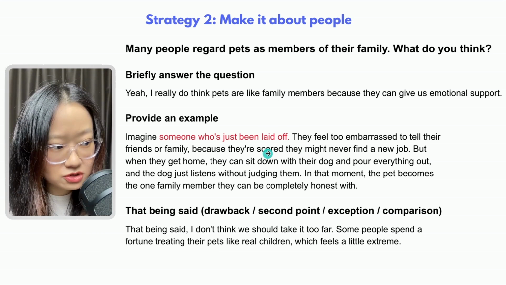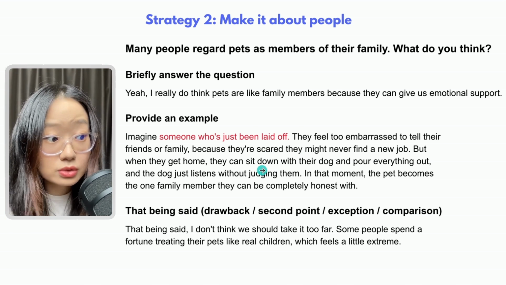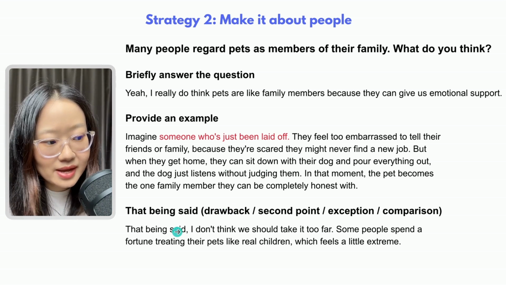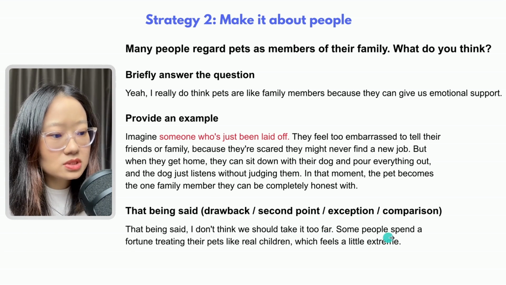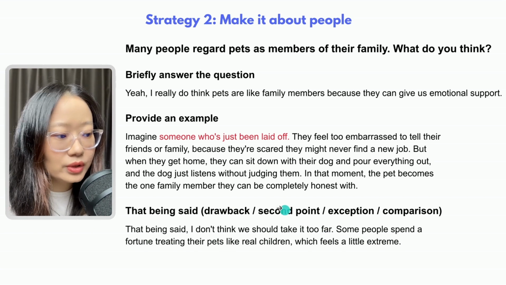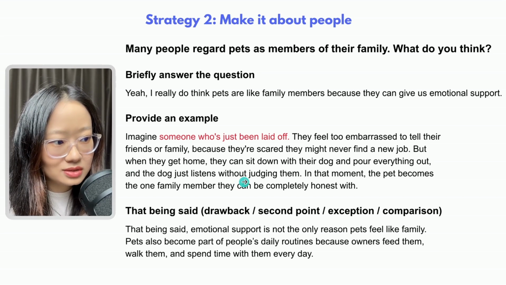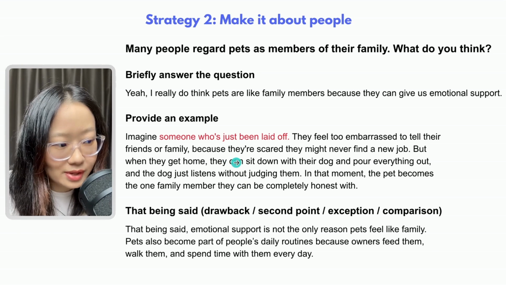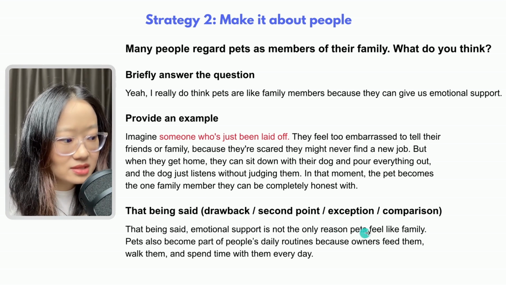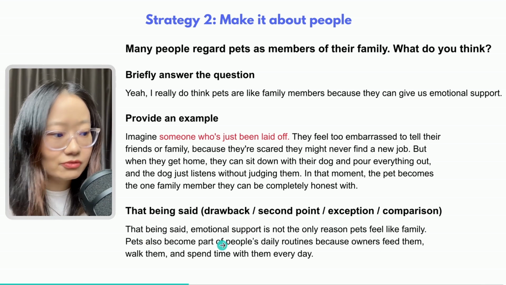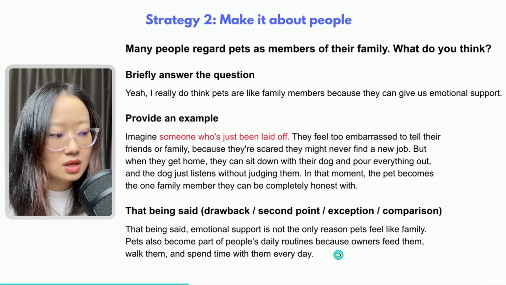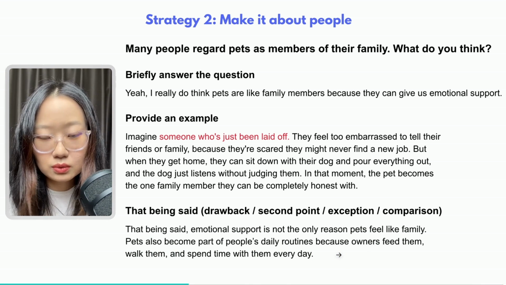For example, this answer first discusses how people can get emotional support from their pets. And then we can add a drawback by saying, that being said, I don't think we should take it too far. Some people spend a fortune treating their pets like real children, which feels a little extreme. Or we can add a second point. The first point is that pets can give us emotional support, right? And the second point is that being said, emotional support is not the only reason pets feel like family. Pets also become part of people's daily routines because owners feed them, walk them, and spend time with them every day. Remember earlier in the video, I said not to list points.